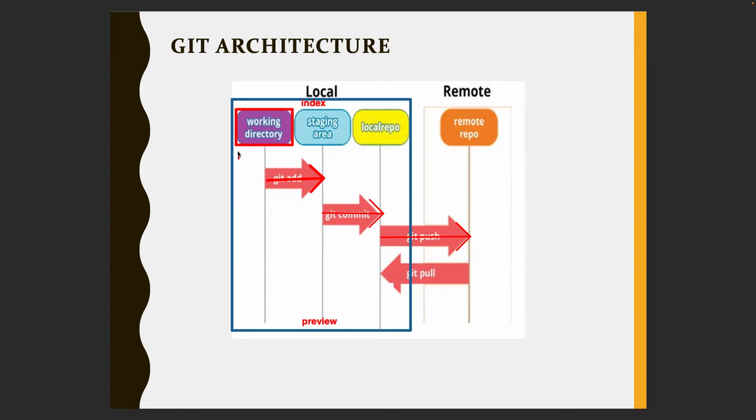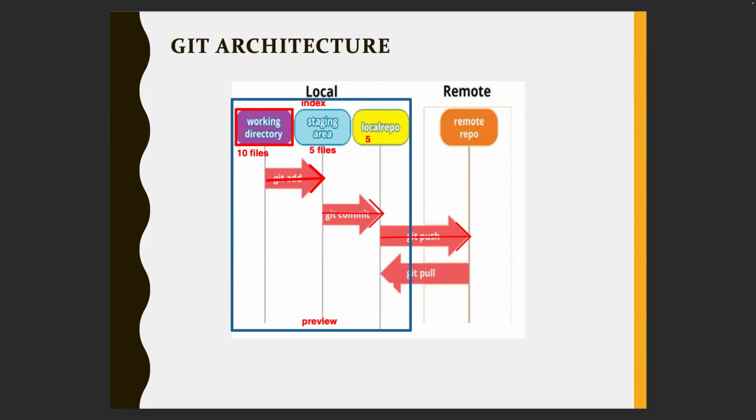So let's imagine how it will give you control. I'll give you a small example. Suppose there are 10 files in your working directory. You want to move only 5 files to local. Only those 5 files will be added to the staging area, right? So it will help you control which changes are going to your local, and which changes are there on your working directory. It works like a preview and helps you control which changes are going to local, right?